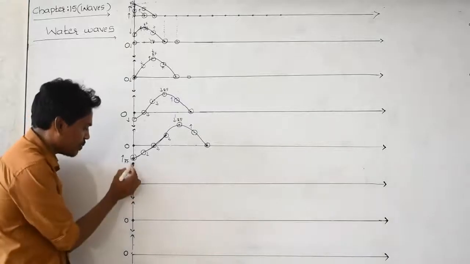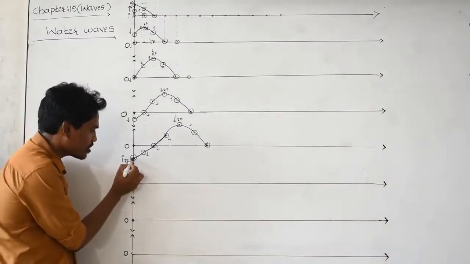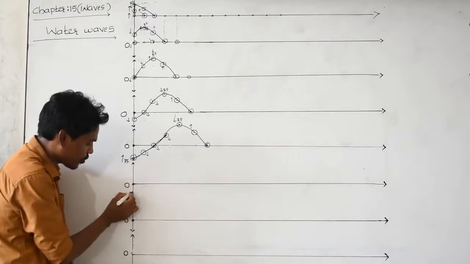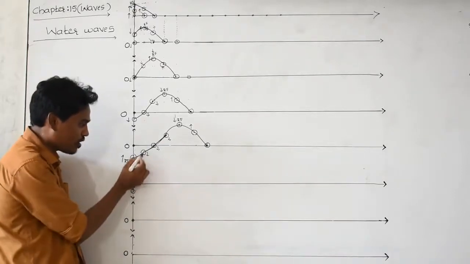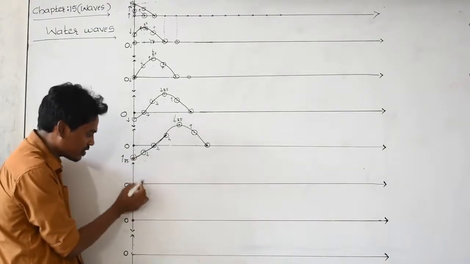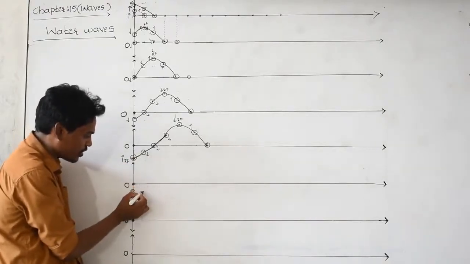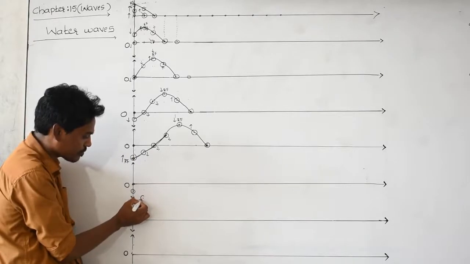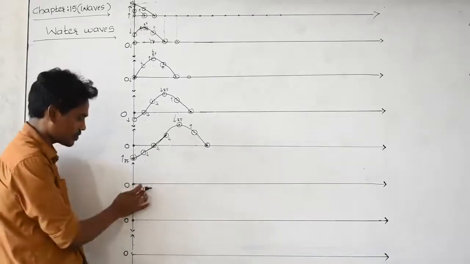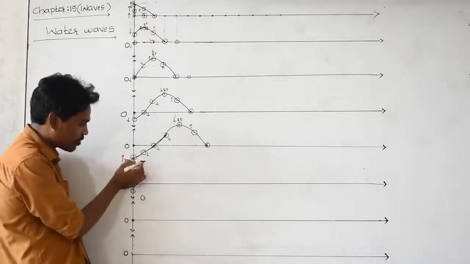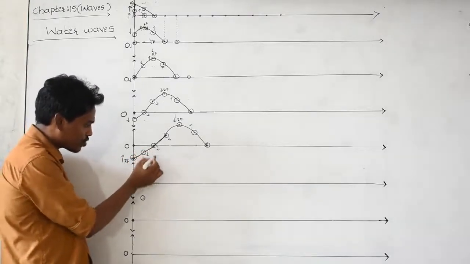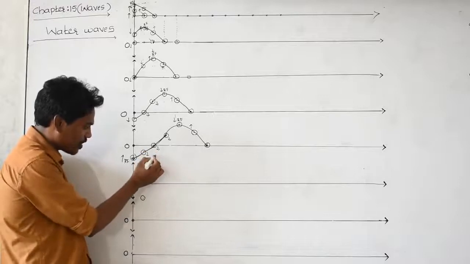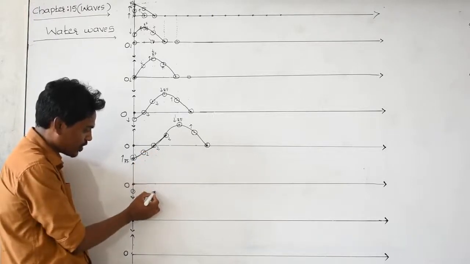See now, because of restoring force, it is moving from this point to this point. I am showing. It is moving in the downward direction. Here to here it is moving. This point is moving from here to here. Yes, I am showing. Here to here means here to this point.